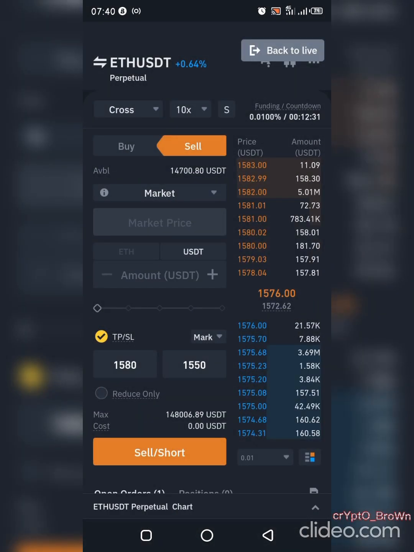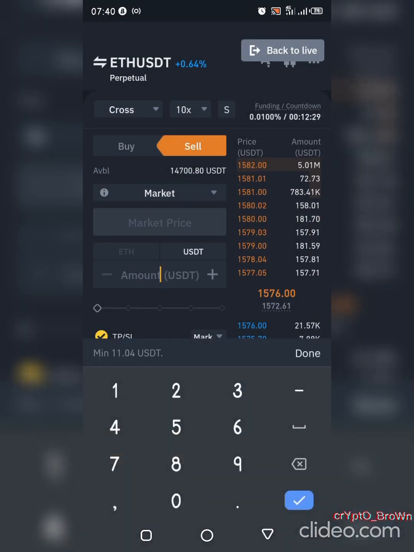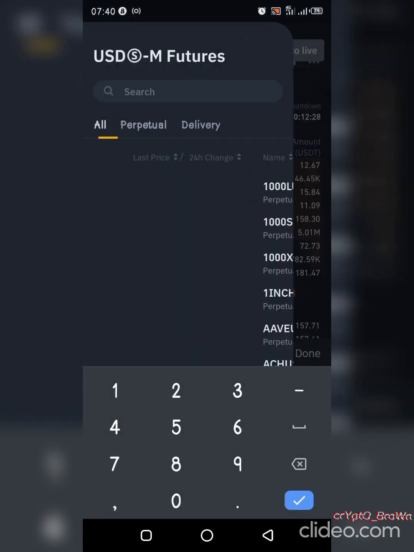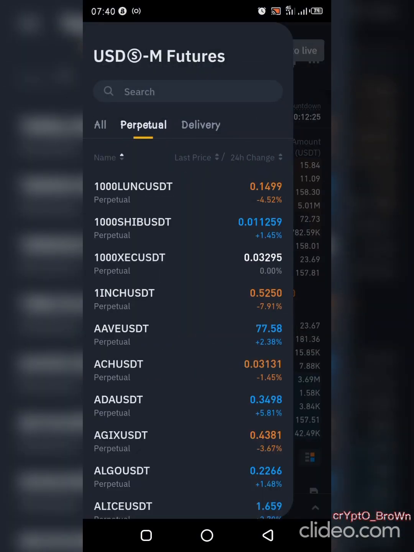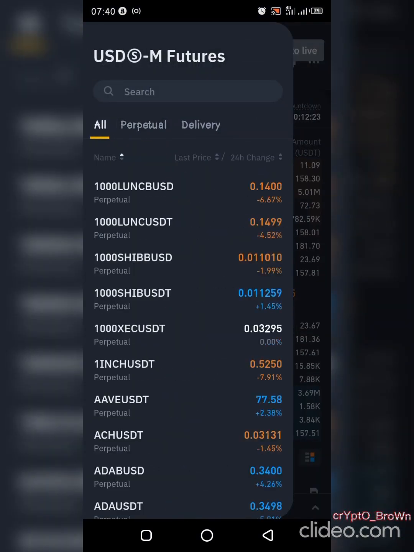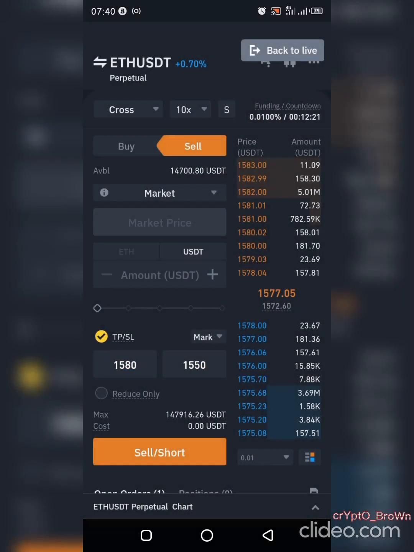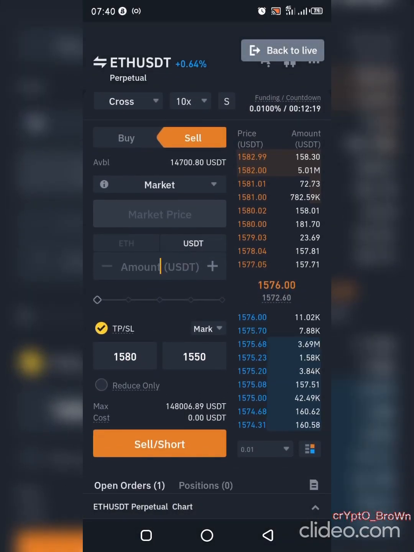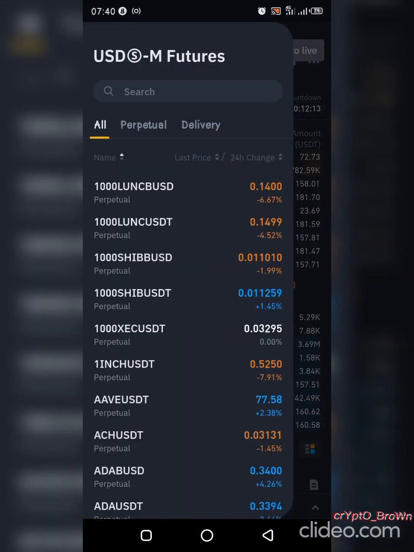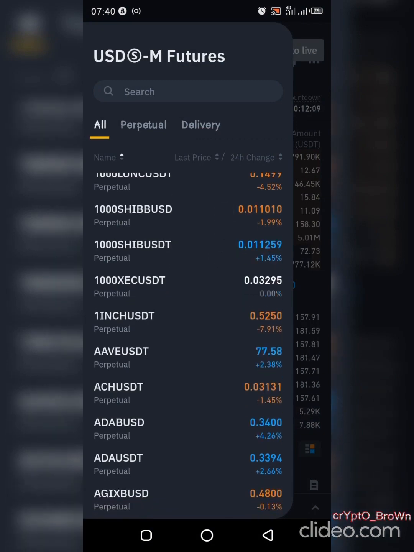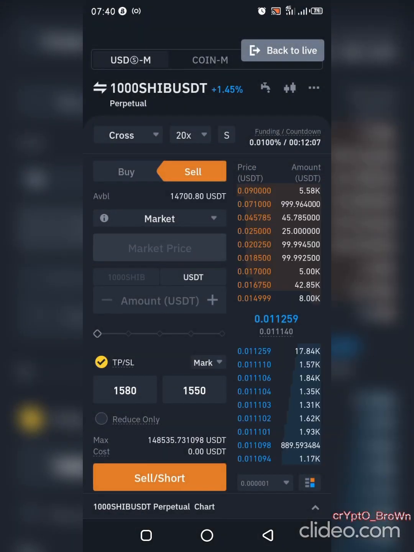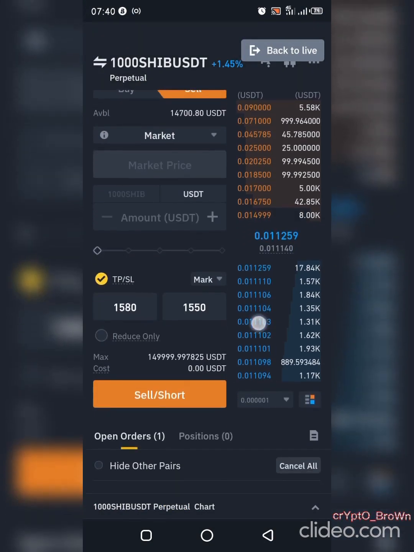So, and let me use a different pair, because you can't be hedging. The hedge mode, before you can buy and sell the same kind of USDT pair, you need to hedge, and that is not what we are doing today. I will teach you how to hedge on that later. So let's sell this one, SHIB Inu.